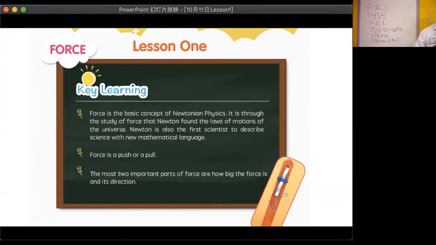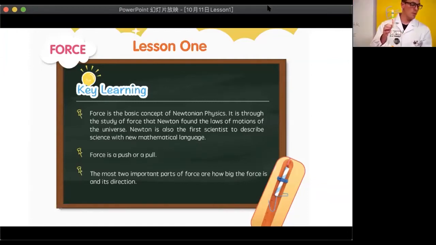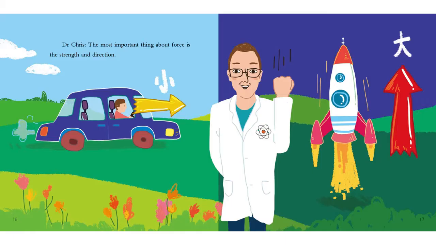Now, the key things that we learned today about force are that it's the basic concept that Newton used to make his laws of motion and all of his theories of physics that we use today. It's through this study that Newton found the laws of motion, and he's also the first scientist to start to describe physics with mathematics. So remember, force is a push or a pull, and the most important things about force are how big it is. That is what the spring scale measures. It measures how big the force is.